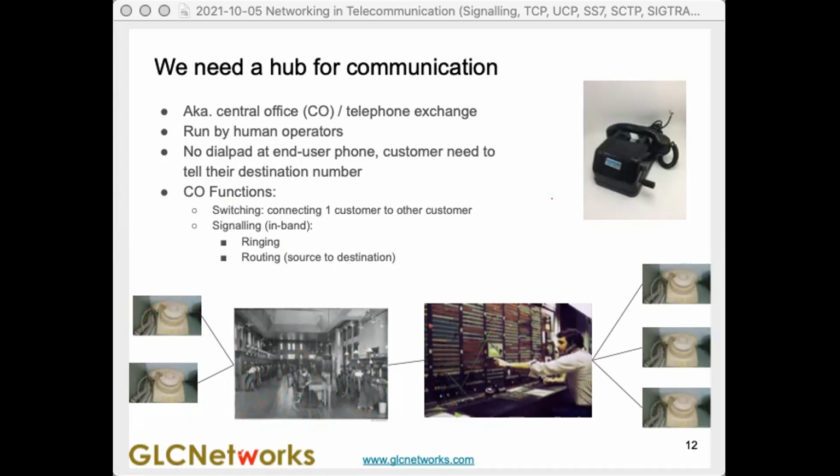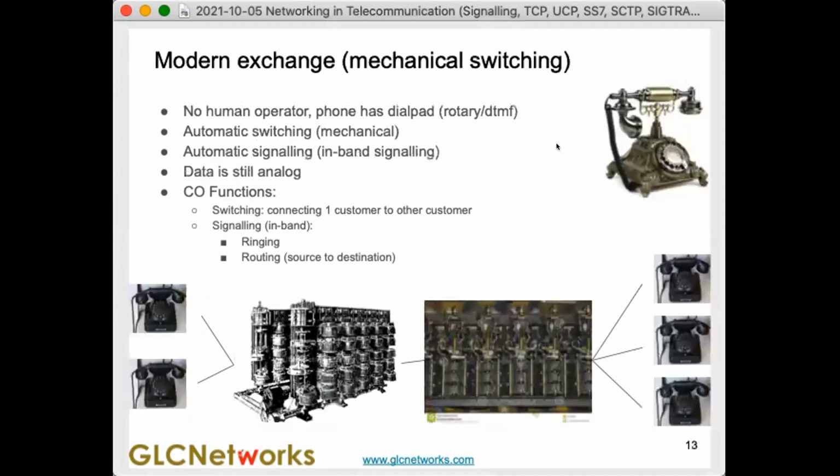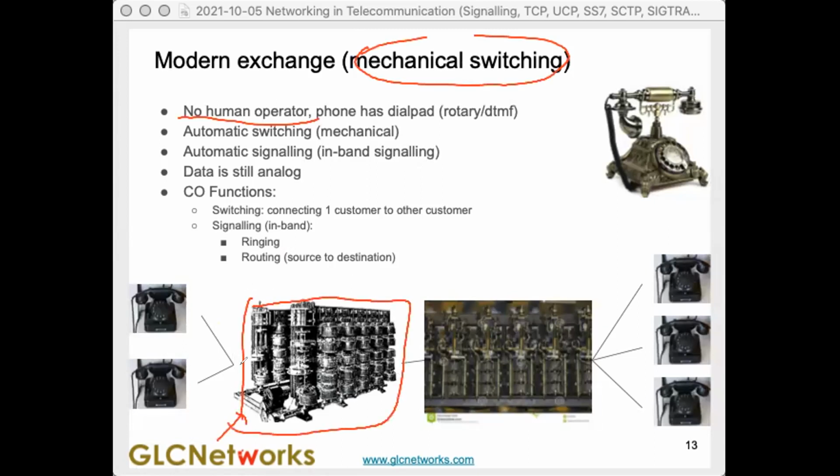And after that, humans always keep making themselves better. So we have the modern exchange. In this case, there are no human operators because they were replaced by mechanical switching. This is how mechanical switching looks. When I say mechanical switching, it means it's made from metal. As you can see, there is a bar here whose function is to connect from that to that. In this phase, all telephones have a dial. So you can just dial the destination phone number, and then it will connect to you.